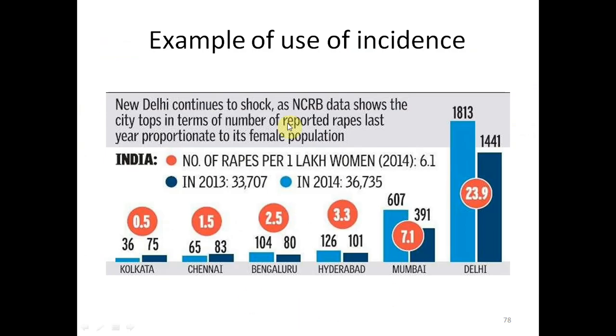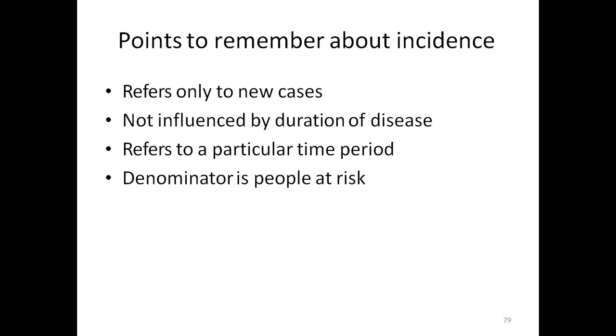There is a common example: the number of reported rape cases per 1 lakh women in 2014 and 2013. In Delhi we can see this is 1813 in 2014, whereas 1441 in 2013. So this is a rate, per 1 lakh women. So what about incidence? It refers only to new cases and is not influenced by the duration of the disease. If a disease happened 10 years back or 5 years back, it is still counted in incidence. We are seeing only new disease, but the time frame is different. It always refers to a particular time period, and the denominator is people at risk. We saw in incidence risk how person-years are calculated.